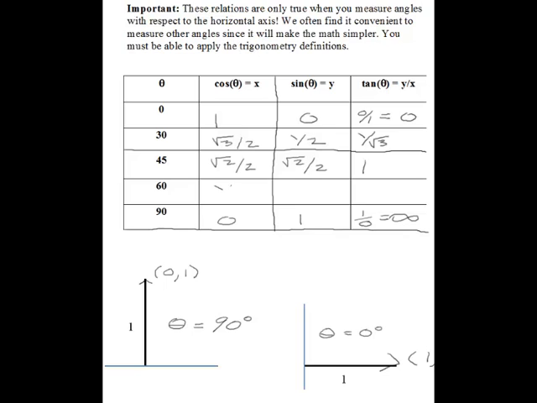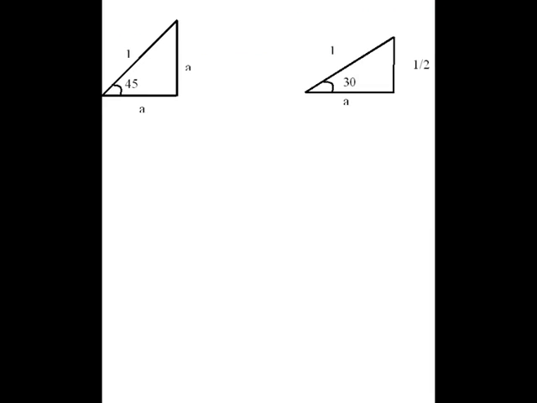At 60 degrees, the cosine is 1/2, the sine is the square root of 3 over 2, and the tangent is equal to the square root of 3. You should memorize all of these. Let's now look at a couple other examples.